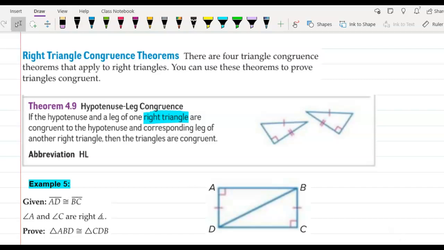So for hypotenuse leg, we have to have that the hypotenuse is congruent to the hypotenuse, so notice these two sides here, and then the leg is just another random side. Okay, so those two there. It doesn't matter which one, it doesn't have to be the longer of the legs or the shorter of the legs, just the hypotenuse has to be congruent to the hypotenuse, and then a leg, one of the sides, has to be congruent to the other side.